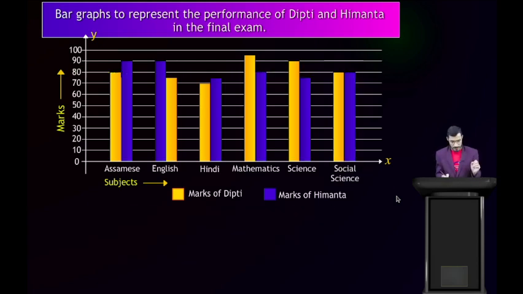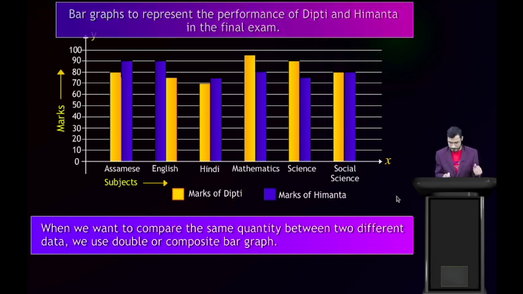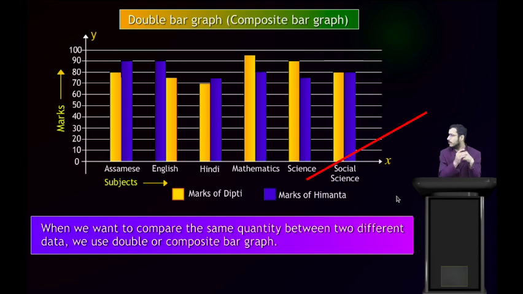So when we want to compare the same quantity between two different data, here one data of Himanta and second one of Dipti, we use a double or composite bar graph. So remember always, when we are comparing the same quantity between two different data, we use a double or composite bar graph. So we can say that is our double bar graph or composite bar graph.